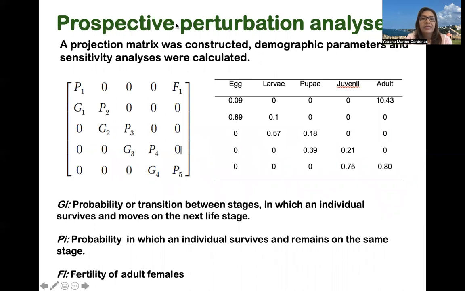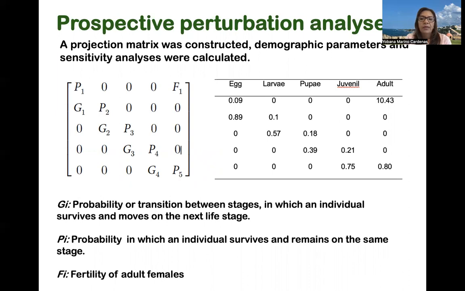And here is our projection matrix. Here, as I mentioned before, we have the fertility of adult females, the probabilities PA, or probabilities to survive and remain in the same stage, and GA, or probabilities to survive and move to the next stage. And here is our projection matrix with our data from the field.